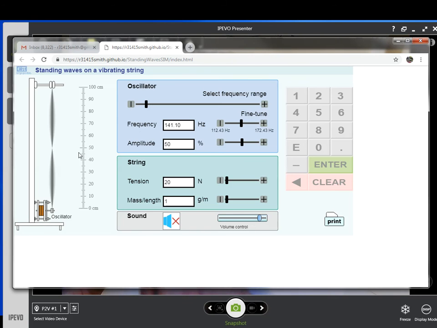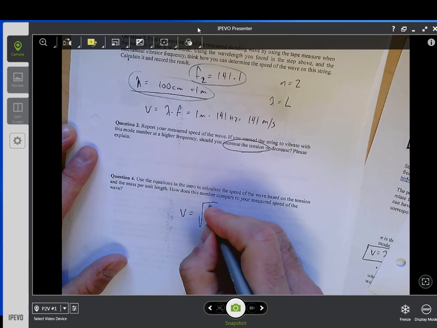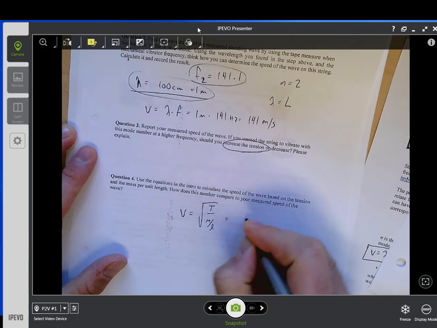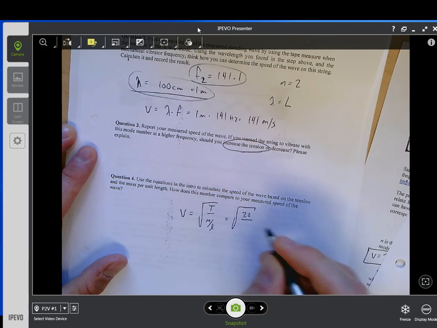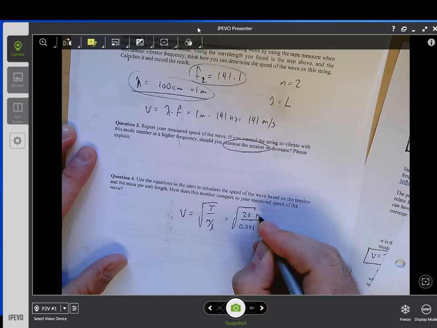And we're going to use the equations in the intro to calculate the speed of the wave based on the tension and the mass per unit length. So that's the tension here and the mass per unit length. Now the important part is to make sure that you write mass per unit length in kilograms per meter, which is SI units. So using our equation, V is equal to the square root of tension over mass per length. We're going to write our 20 newtons, and then our mass per unit length is actually 0.001 kilograms per meter. So these are our correct units here.